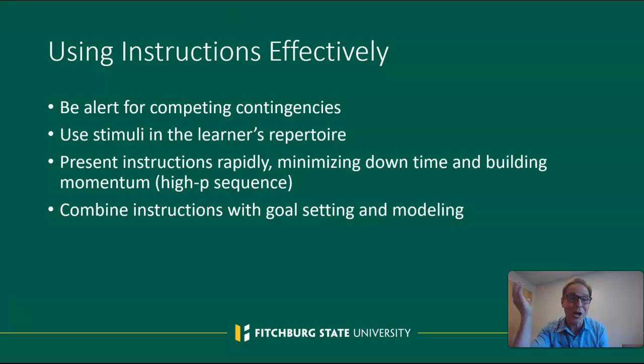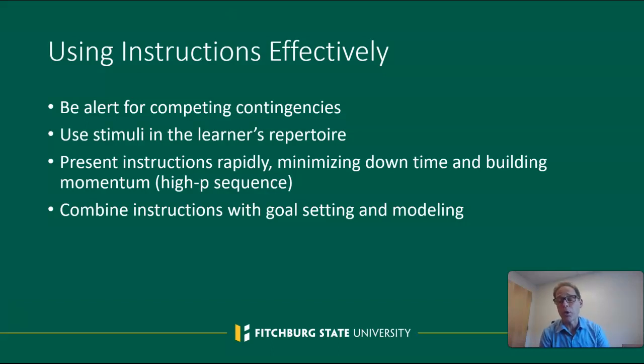Okay, we're giving them instructions, but there may be competing contingencies, or in this case, competing rules that they've learned that conflict with the instructions that we're giving to them and may minimize the likelihood that they will follow through on the instructions that are being delivered. When we're delivering instructions, we want to use stimuli that are in the learner's repertoire. If we've got learners that have a good, solid listener repertoire, have good, solid vocal verbal behavior, we may be able to give our instructions purely verbally and have it be successful.